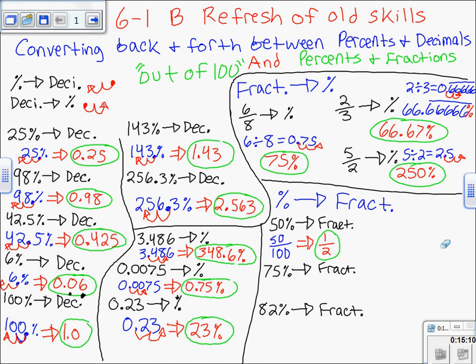Now, I know you probably knew that one. I chose an easy one to start off with, just to show you when it's easy, so when it gets harder, you can still do it. So 50% is equal to half, that makes sense. 50% is half of 100. So a lot of these are kind of fast, they're kind of intuitive.